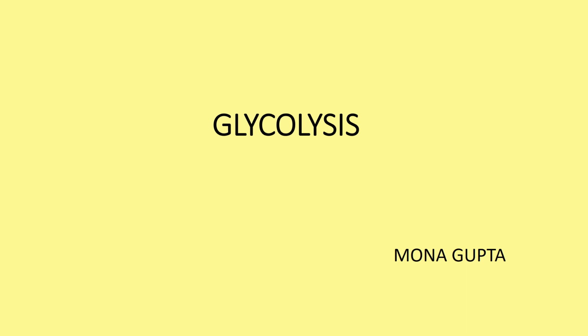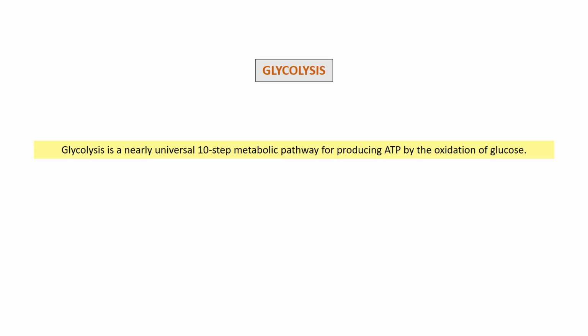Hey everyone, today I am going to talk about glycolysis. Glycolysis is a nearly universal 10-step metabolic pathway for producing ATP by the oxidation of glucose.